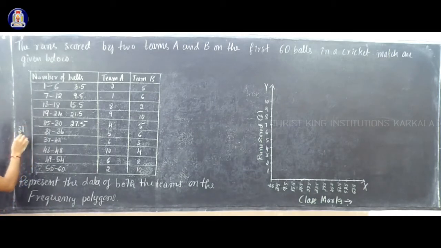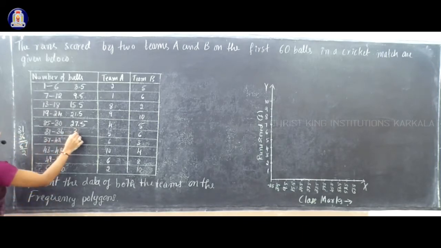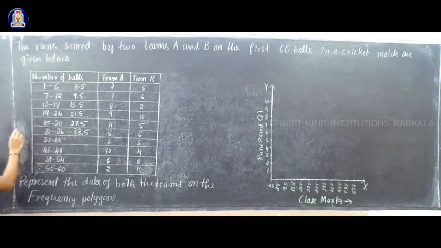Next is 31 and 36. Adding, 6 plus 1 is 7 and 3 plus 3 is 6, so 67. Divide that by 2, that gives 33.5. Next is 37 and 42. Add 37 plus 42, that is 79. Divide this by 2, that gives 39.5.